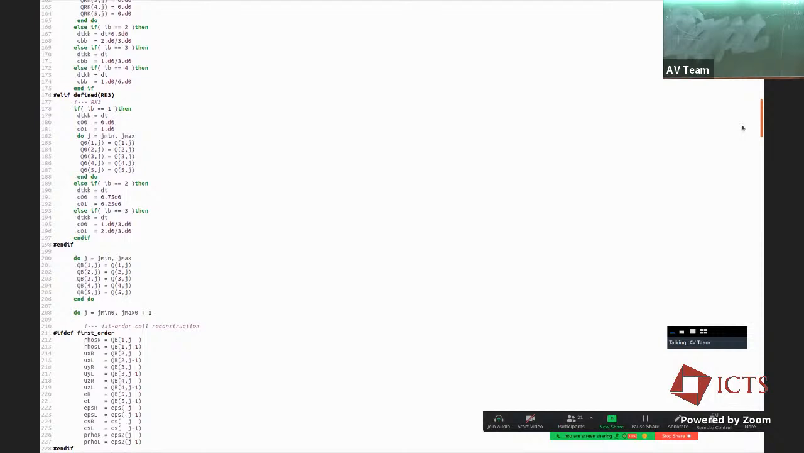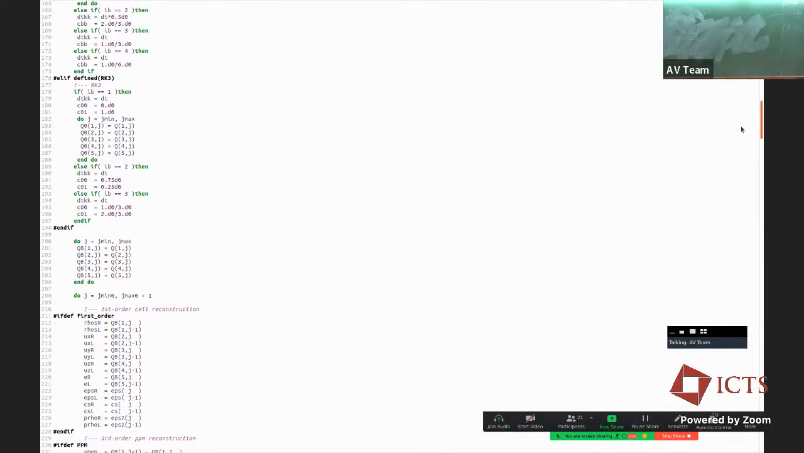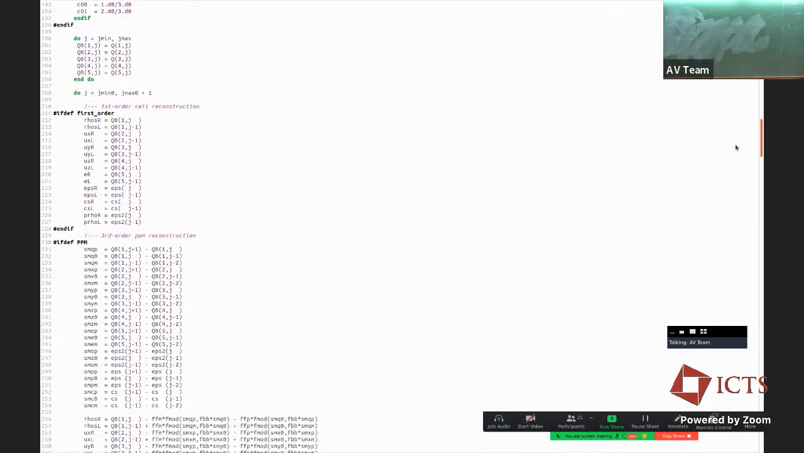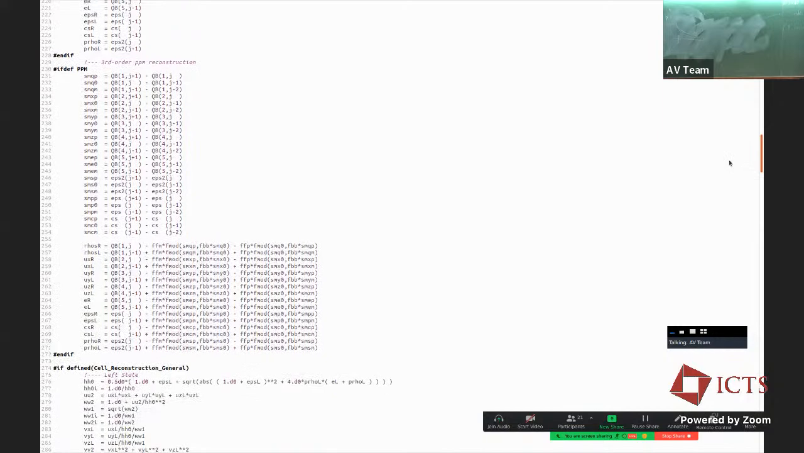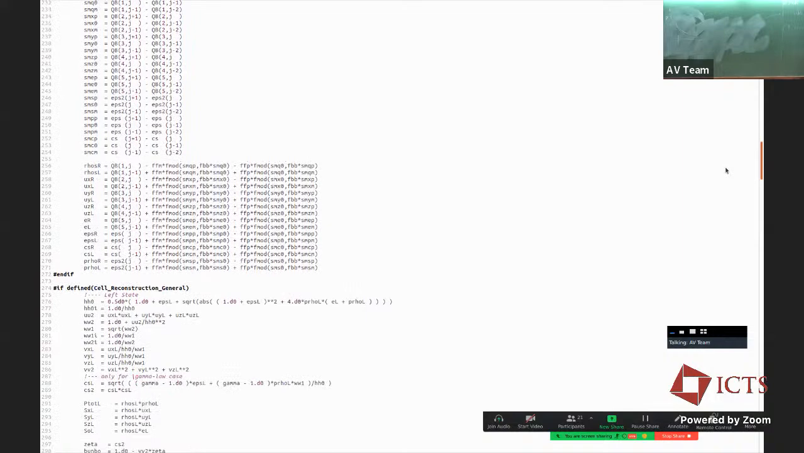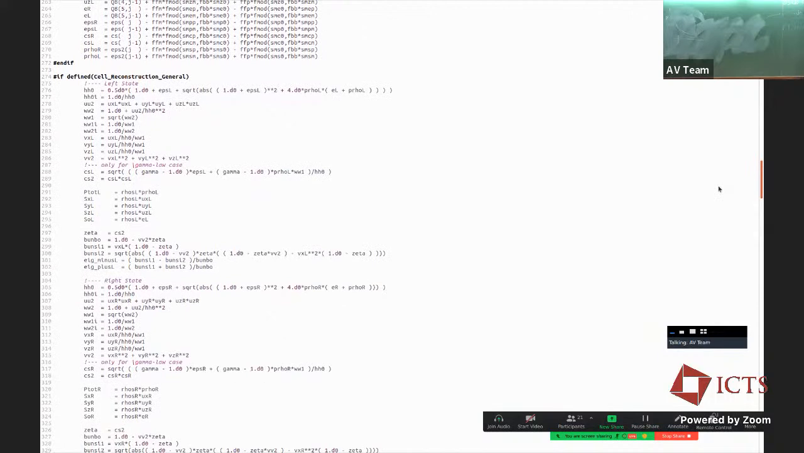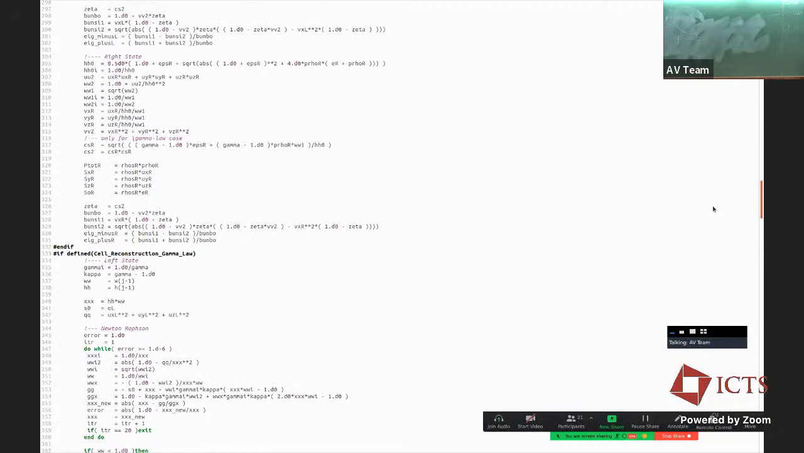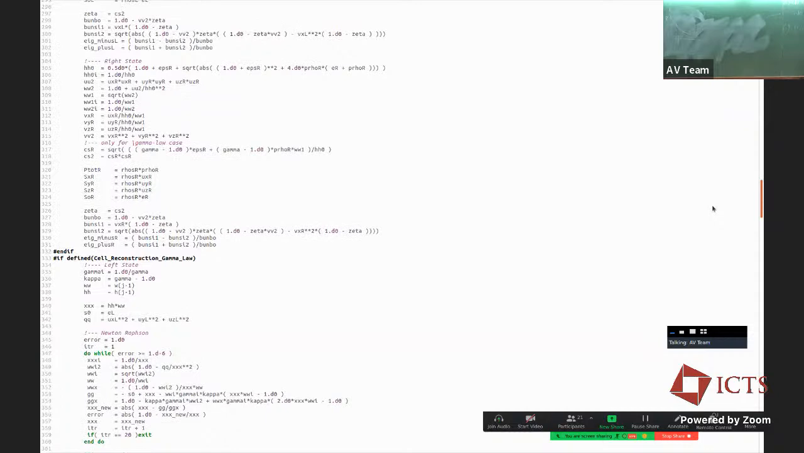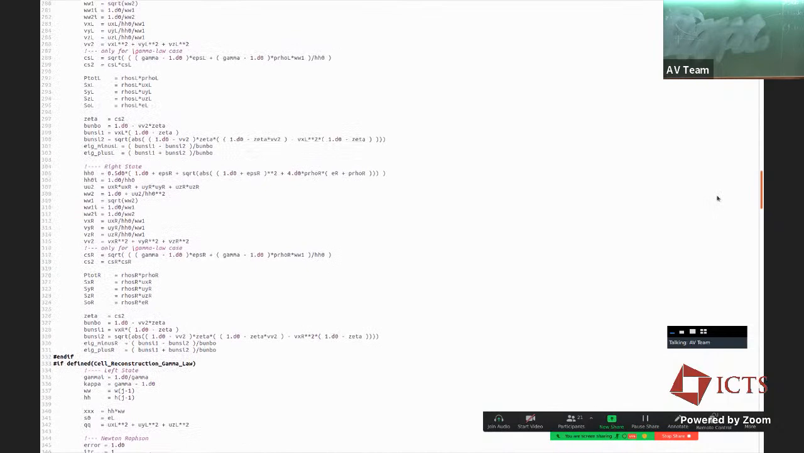Then first we construct the numerical flux at the interface. Here is the first order reconstruction, just copying from J and J minus one to the right and left states. Or, if you use the PPM reconstruction for a smooth profile, you may get a more accurate solution. I defined two options: one is cell reconstruction general, and the other one is cell reconstruction gamma rho, because now you have conserved quantities like rho omega, rho H omega u_i, and H omega squared minus P.